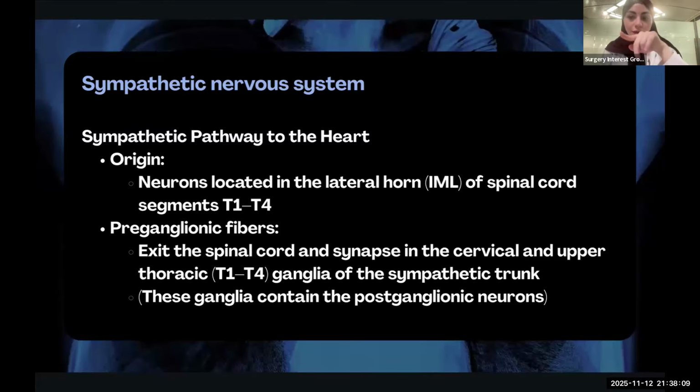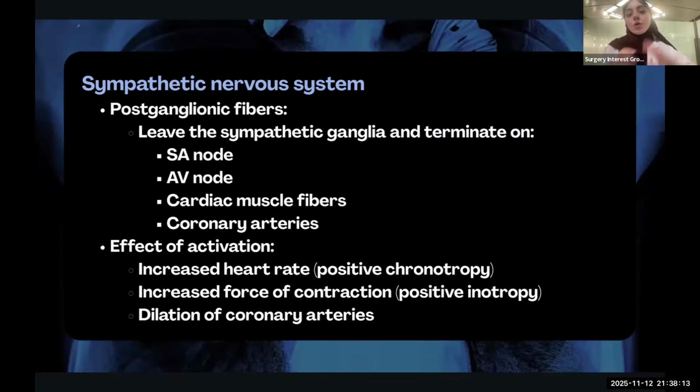They're going to go all the way and leave by the white rami communicants, and then they're going to go and synapse. Now, the synapse will happen at the sympathetic chain ganglia, and then it's going to travel all the way and form postganglionic fibers. Those postganglionic fibers are going to be sympathetic, and they're going to terminate, meaning stop or end, on the SA node, the AV node, the cardiac muscle and the coronary arteries.